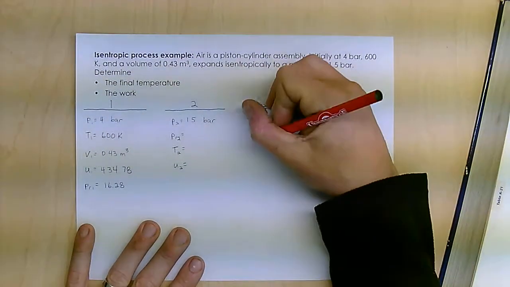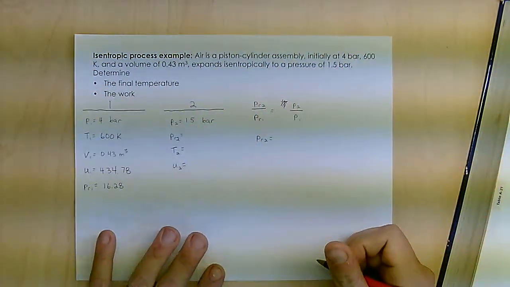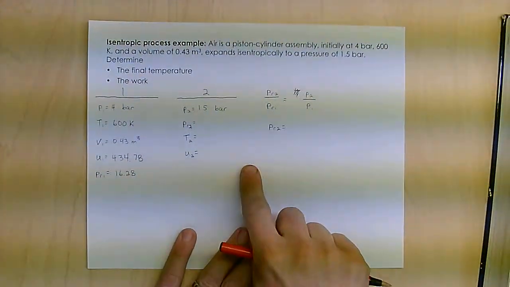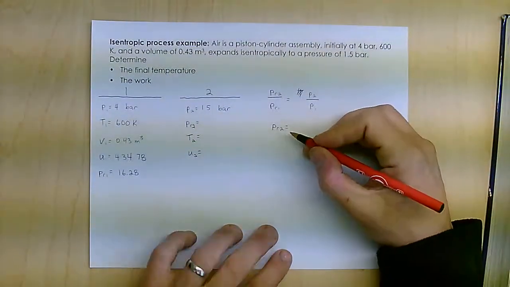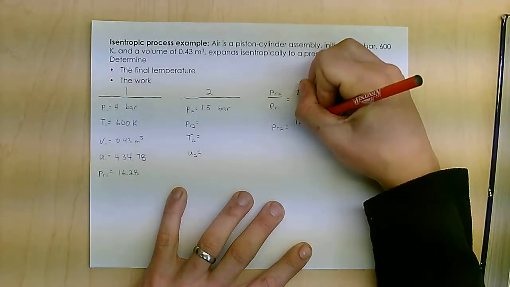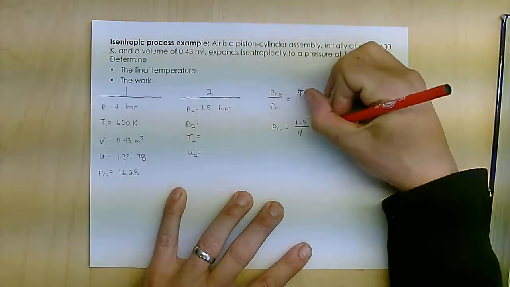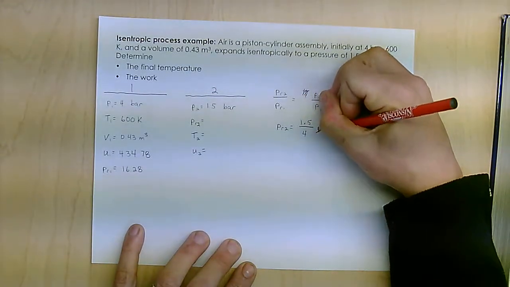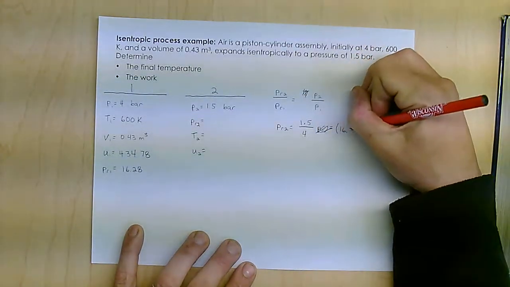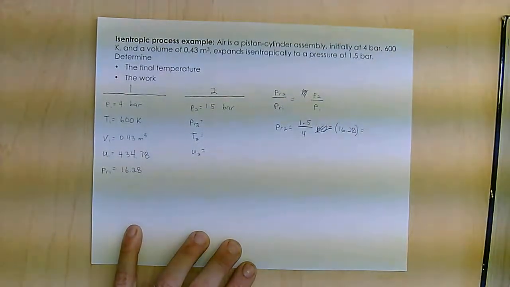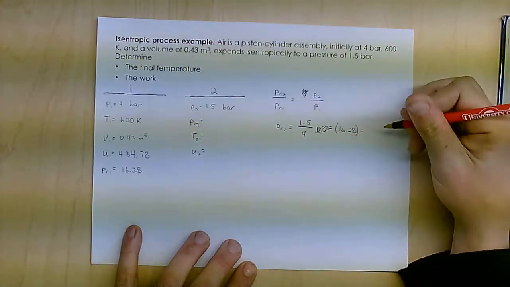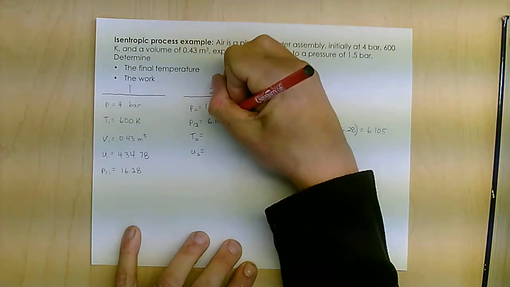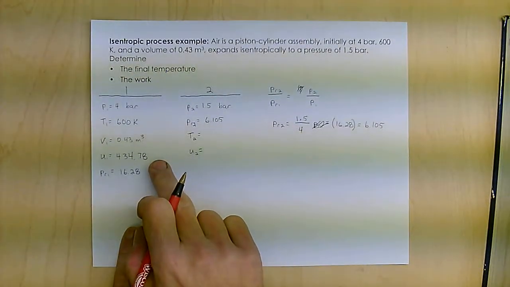So this is what I'm going to do now. I'm going to use this equation to find PR2. Again, because this is an isentropic process, I can use these relative pressures, which is the easier way to do things with air. And that means PR2 then is 1.5 bar divided by 4 bar times PR1, 16.28. From that, I can calculate PR2 to be 6.105. And again, I can do that because this is an isentropic process.